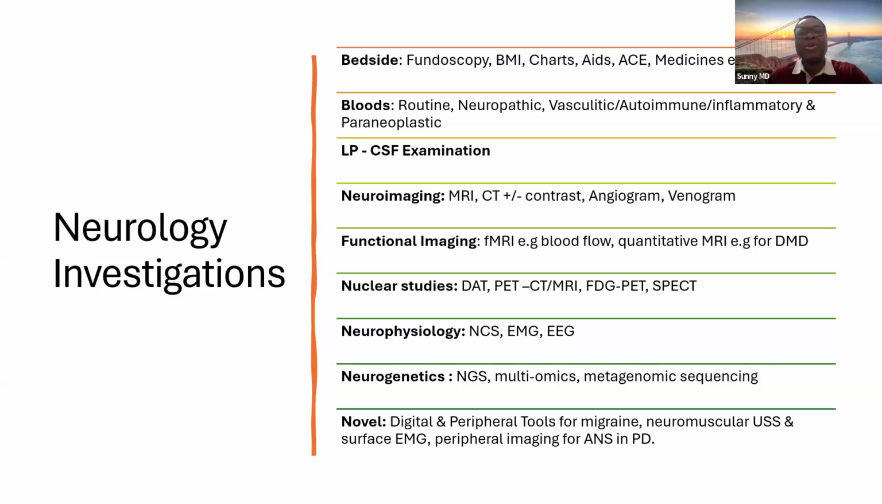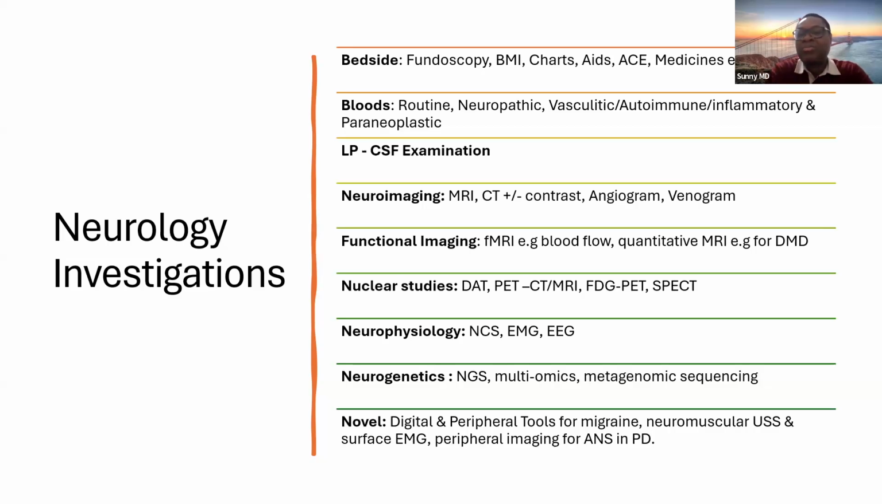Vasculitic or autoimmune or inflammatory screens, of course, that include the autoantibodies, anti-nuclear antibody, and all that. Aquaporin-4 for neuromyelitis disorders, and of course, oligoclonal bands, etc. for multiple sclerosis, for example. Paraneoplastic blood screens, of course, if we are thinking of a chronic condition, probably cancerous. Yeah, you can say that. So routine and specialized bloods, that's what I would say.